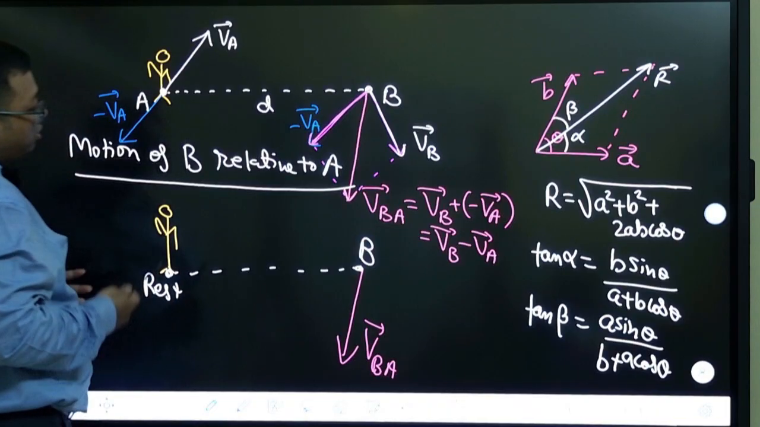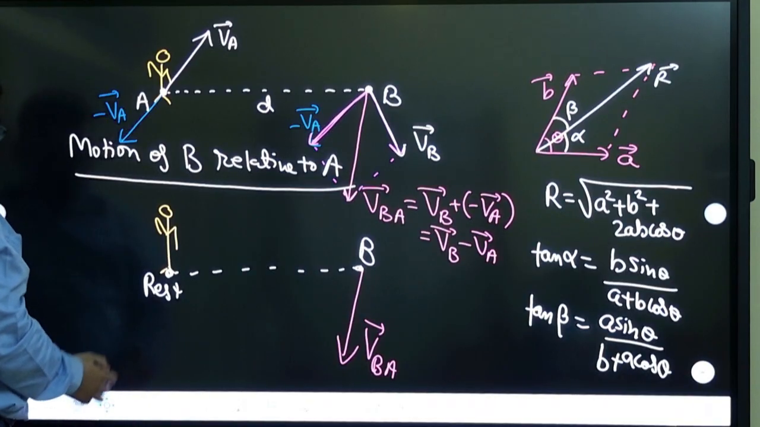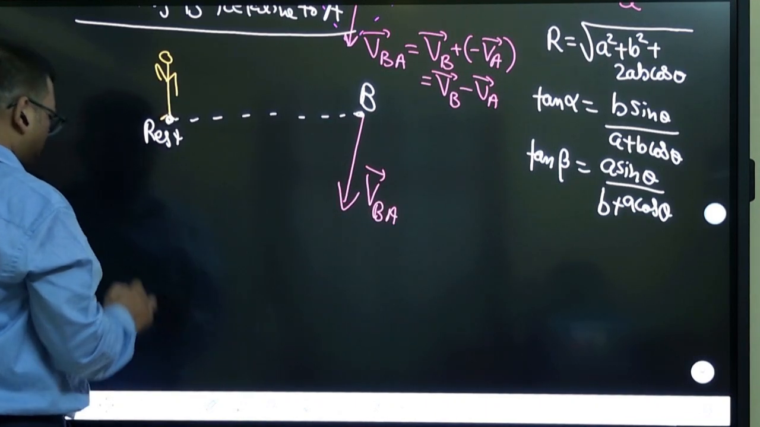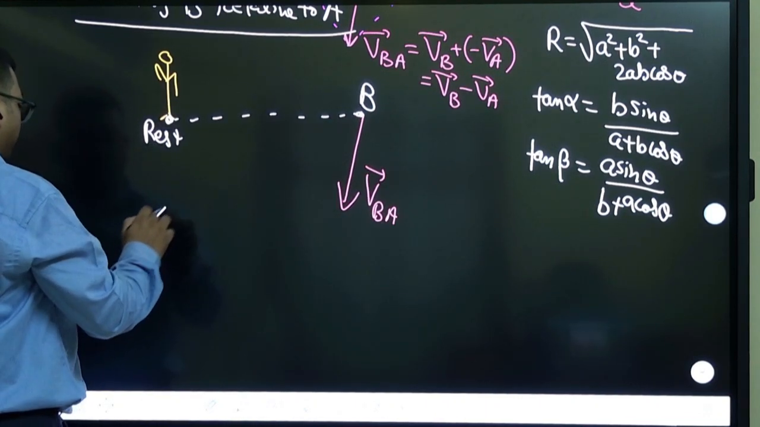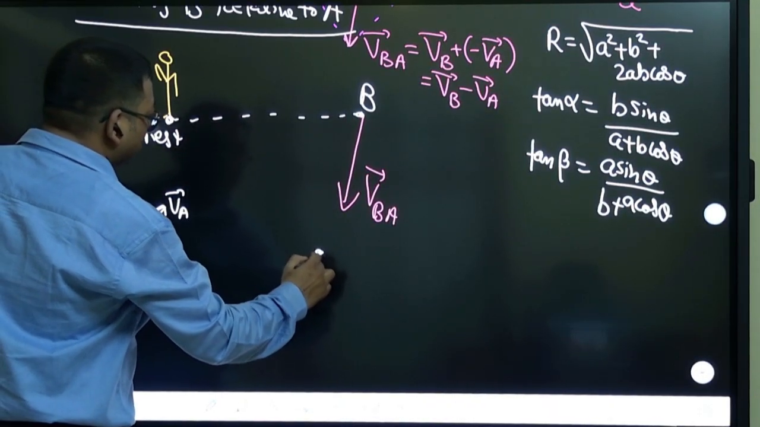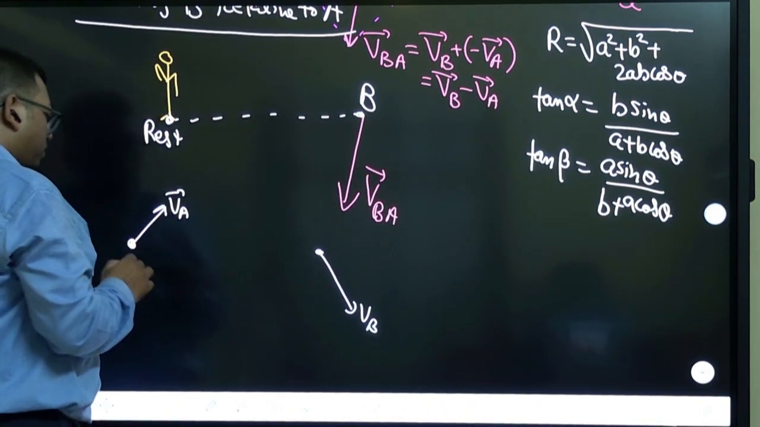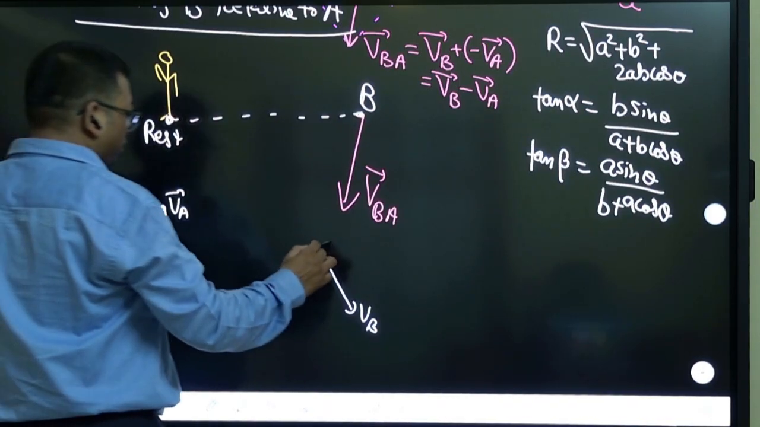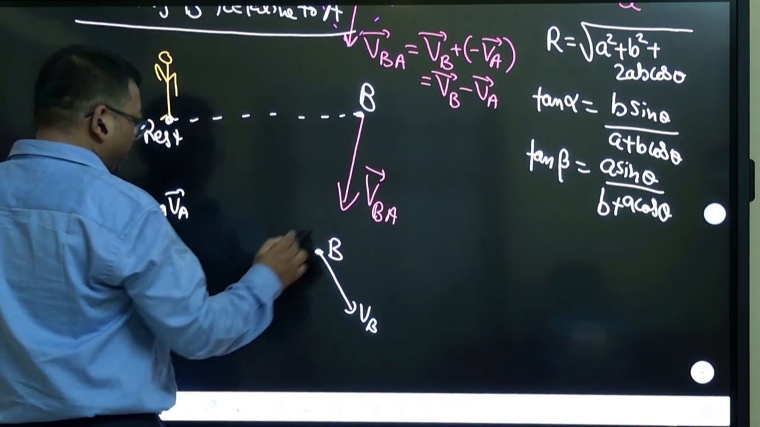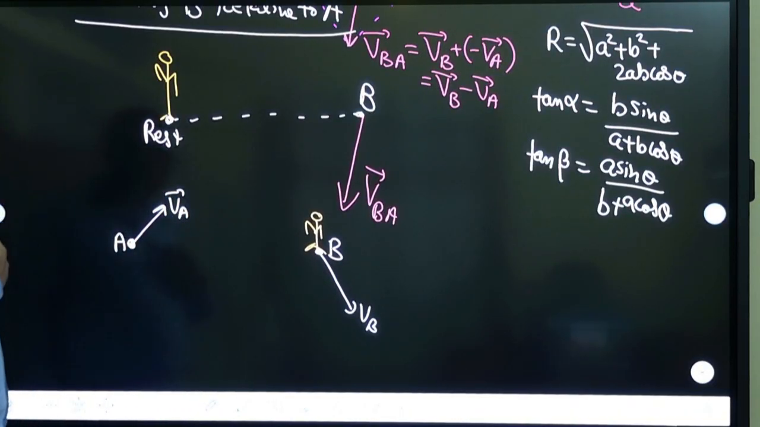Similarly, what is motion of A relative to B? Let us see that. So A was going like this, and B was going somewhere here. Now you have to study A with respect to B, which means the observer is B. B is the observer now.